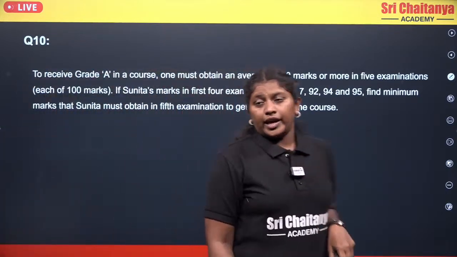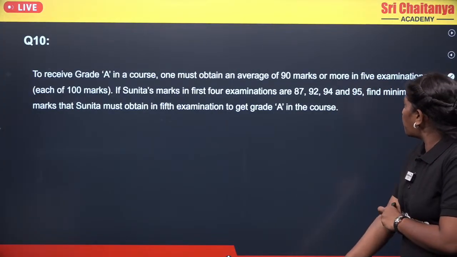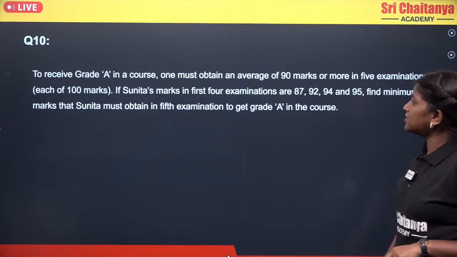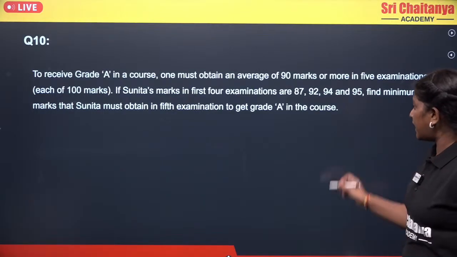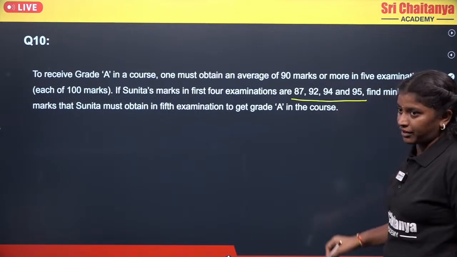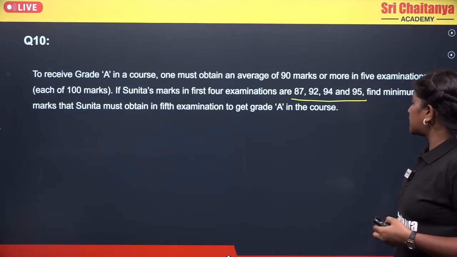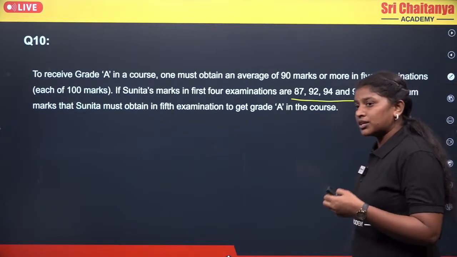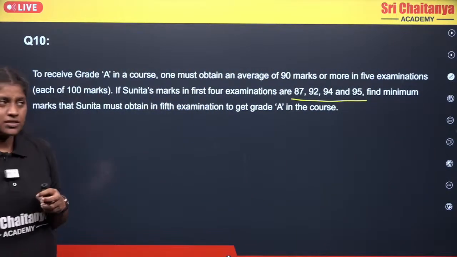To receive grade A, a student must get an average of 90 marks or more in 5 examinations, each of 100 marks. Sunita's marks in the first 4 examinations are 87, 92, 94 and 95. They gave the marks for the 4 examinations and they are asking what is the minimum mark that Sunita should get in her 5th exam. So how can we solve this question?